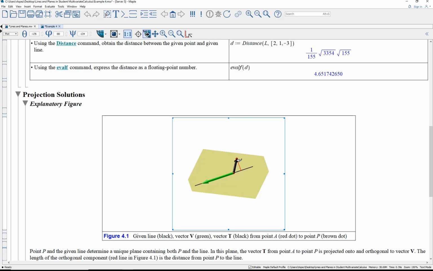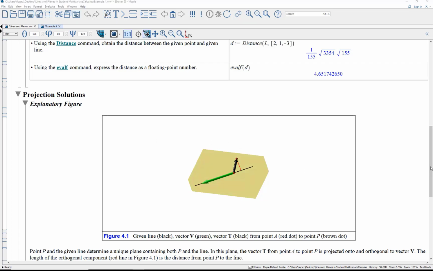By subtraction, you form this black vector from A to P. Project this black vector onto the green vector. So you're projecting it down onto the line. The projection happens to point in the opposite direction, but that's no problem. And what you really want is the orthogonal complement to that projection. That's this red line. And the length of that red line is the distance that we're looking for.